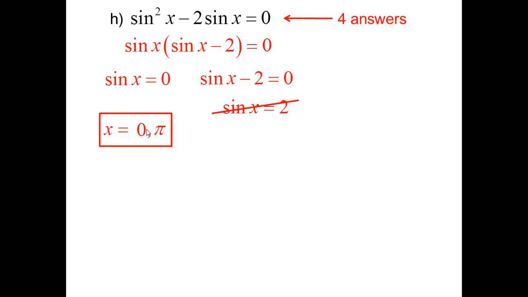So I only have 2 solutions, 0 and pi. Remember I said at most 4 answers. This particular one only has 2.